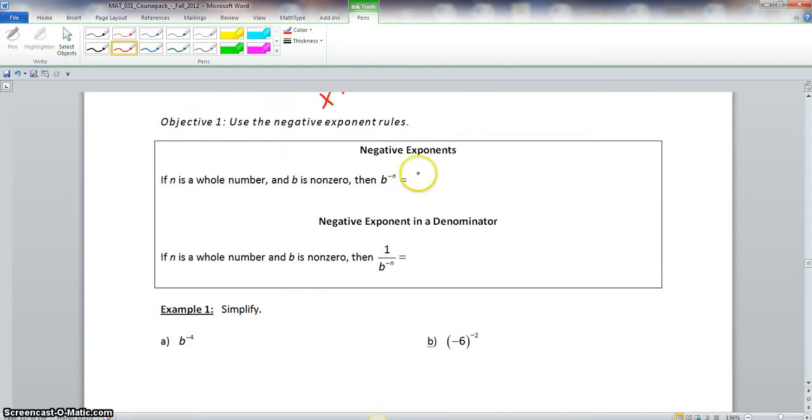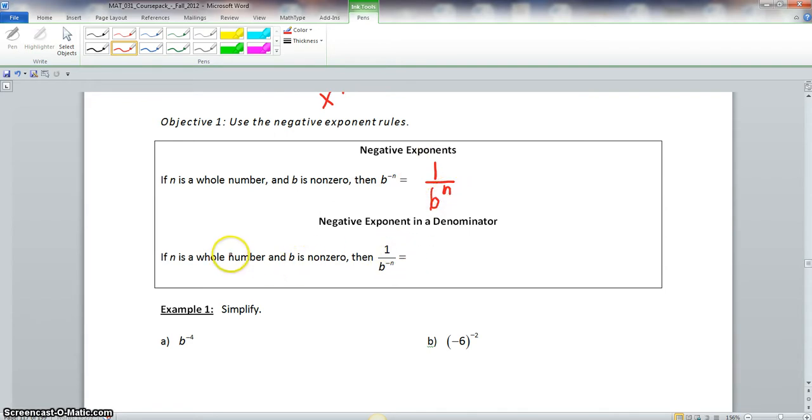We have this rule for negative exponents. If n is a whole number and b is non-zero, then b to the negative n equals, okay, so this is what happens. We have b, which is our base. We would take 1 over, our base will still remain b, and our exponent will become positive. That is how you do a negative exponent. You have a base to the negative exponent, it'll be 1 over your base, and the exponent becomes positive.